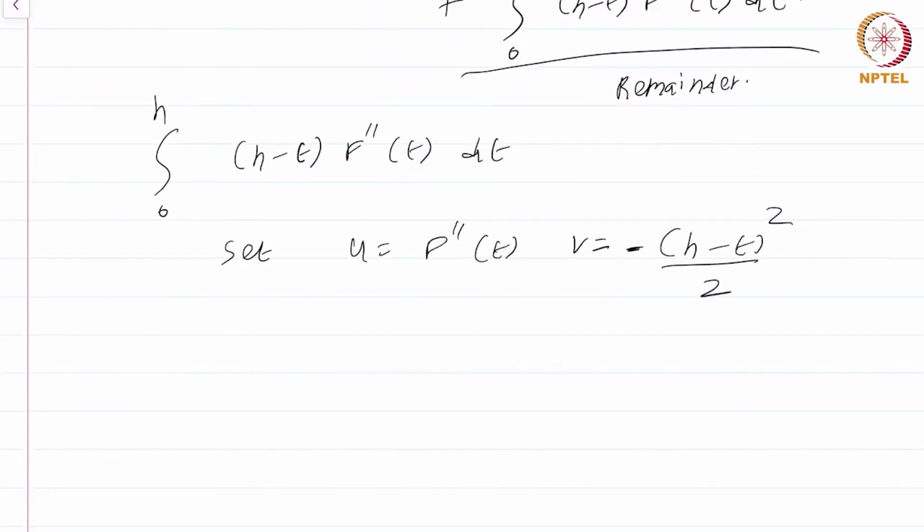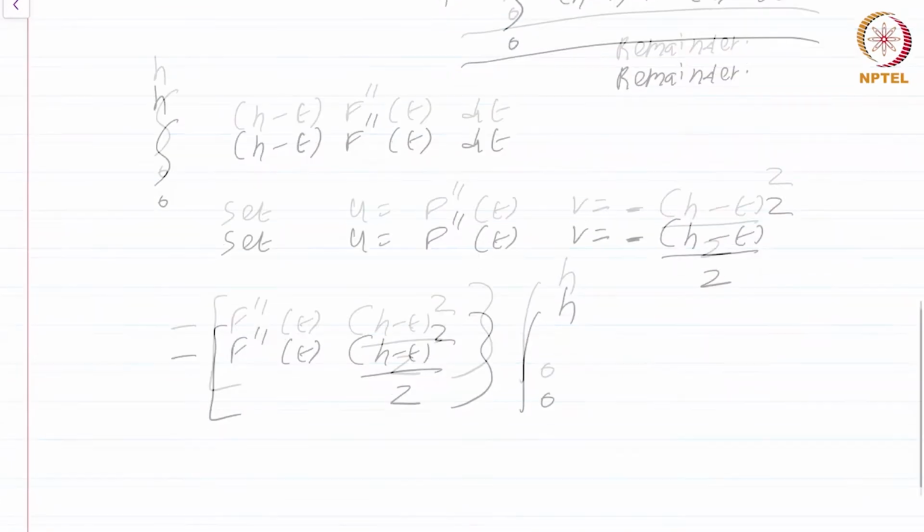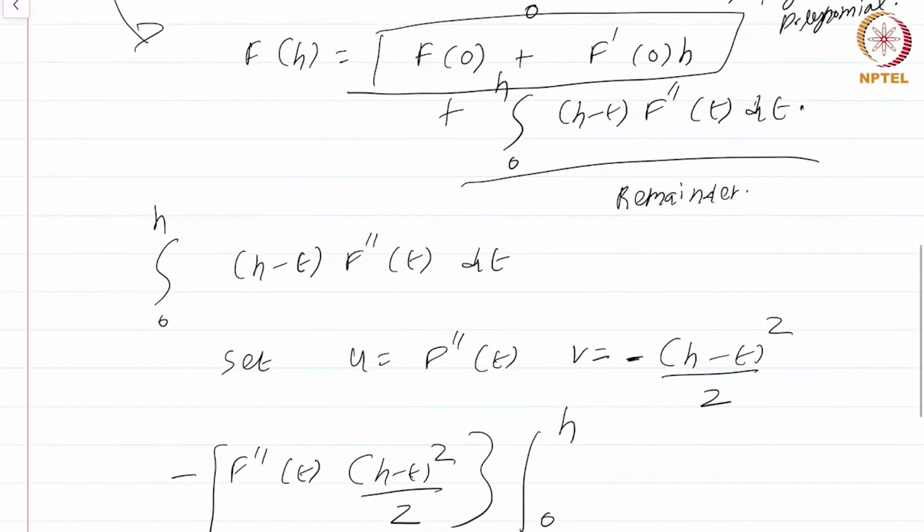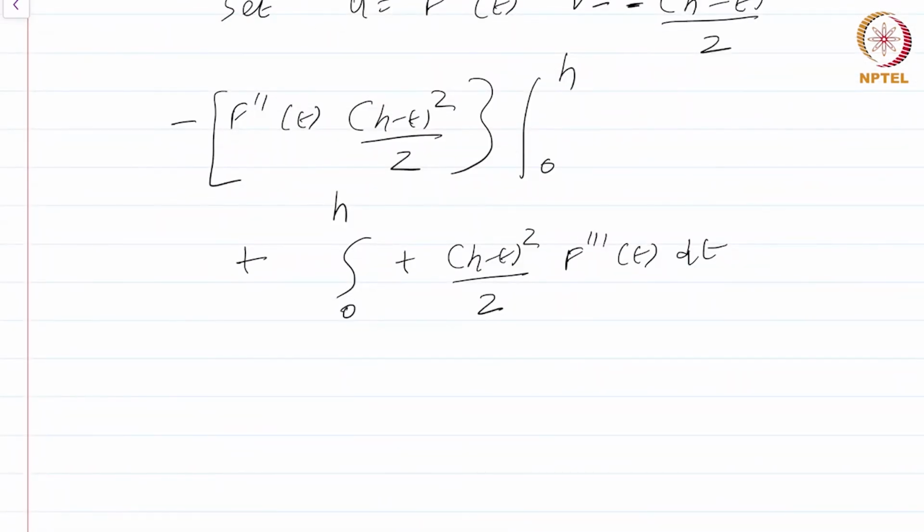What you will get is uv, that is f double prime of t times minus (h minus t) the whole squared by 2, and the limits are again 0 to h, minus integral 0 to h of v du, which is minus (h minus t) the whole squared by 2 into f triple prime of t dt, and these two minus signs just go away on their own. No need to do any additional work. Okay. So what about the first term?